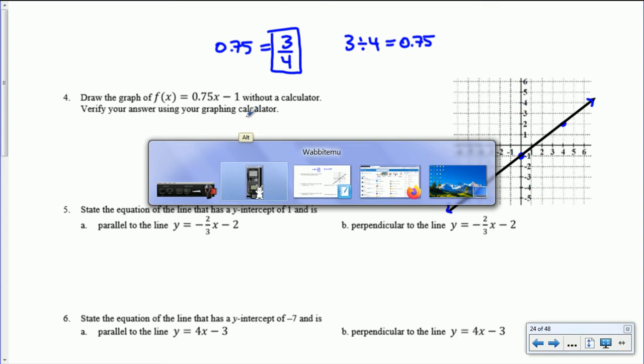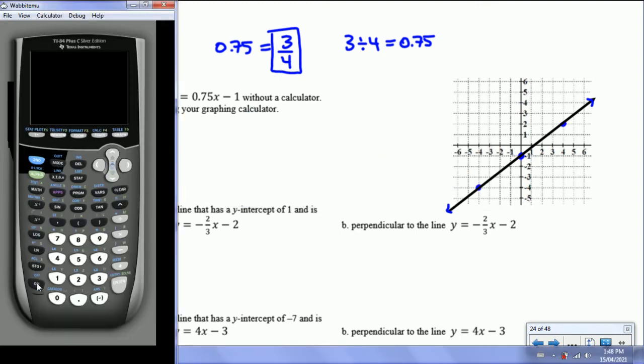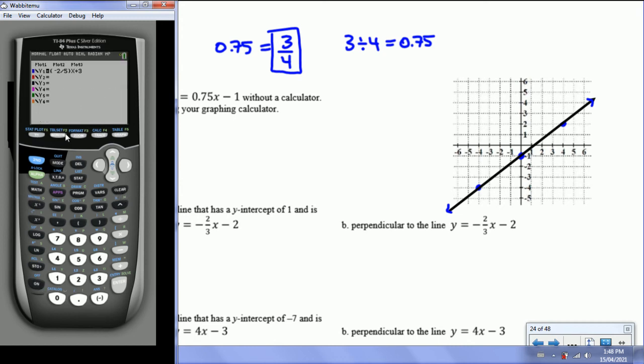Verify using a graphing calculator. Okay, let's do that. So wake up. Come on. Okay, there we go. So 0.75x minus 1. Graph that. That looks roughly like what I have drawn here, but it would be good to check. I know that it has to cross through 0, -1. So let's calculate the value when x is 0. Y should be -1. Okay, it is. That's great. Let's find another point as well.